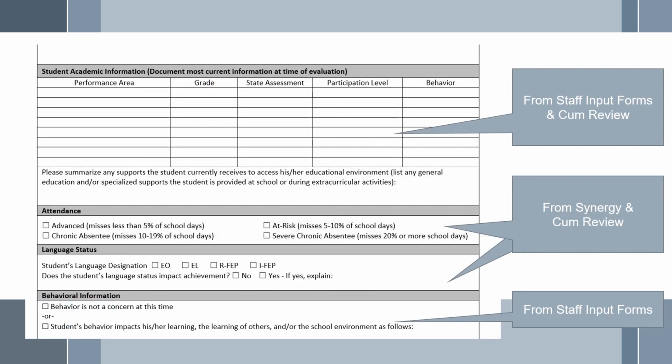The next section of the evaluation report includes information regarding how the student is doing in his or her classes and other activities while on campus. This information will likely primarily come from the classroom teacher, though may also come from sources such as a club organizer, noon yard staff, or maybe even the office staff. Attendance and language status information would come from either Synergy or the student's cumulative file. Behavioral information typically comes from the staff input forms, though the 504 plan coordinator, particularly if the coordinator is also the school counselor, may have direct experience and information to include within this section.